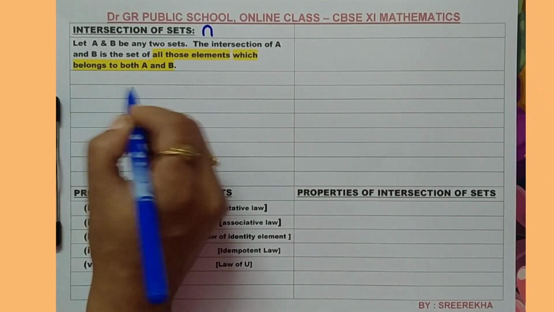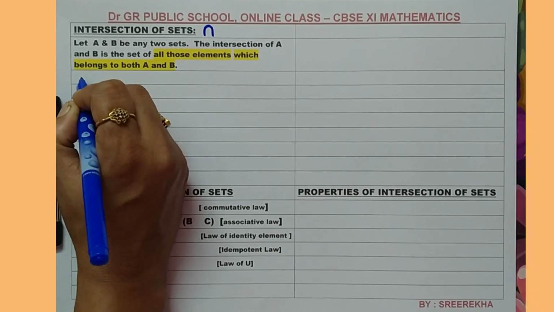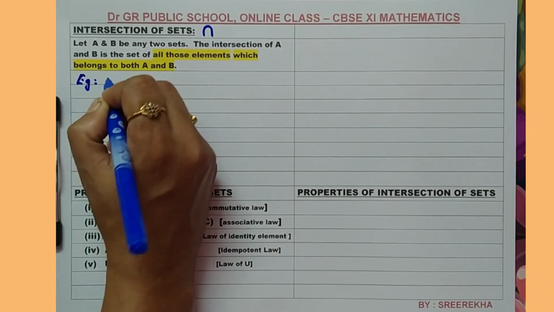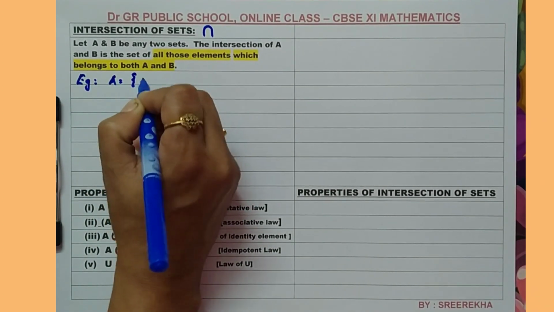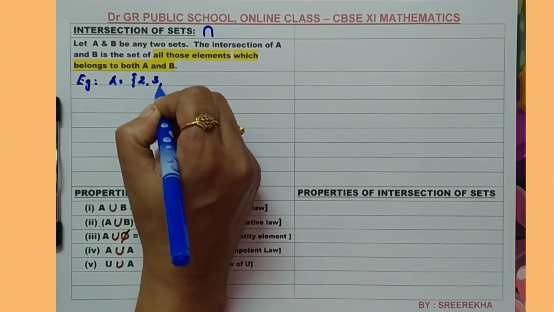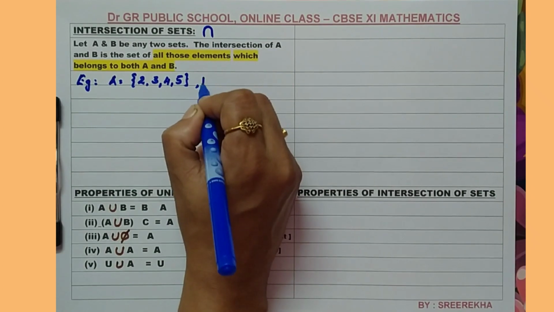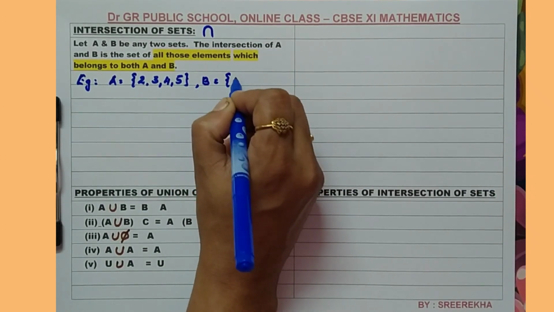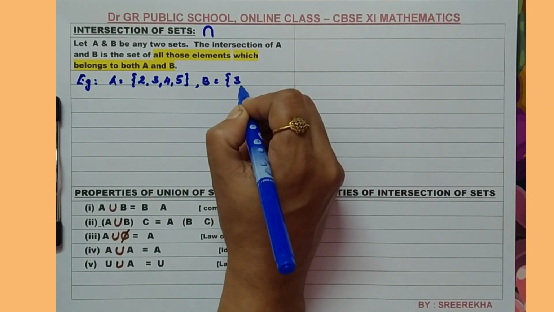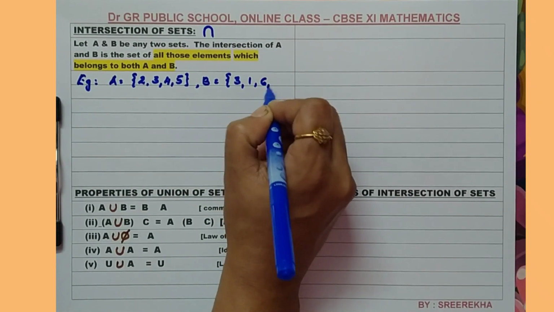For example, consider a set A equal to the set {2, 3, 4, 5}. And another set B equals the set {3, 1, 6, 4}.